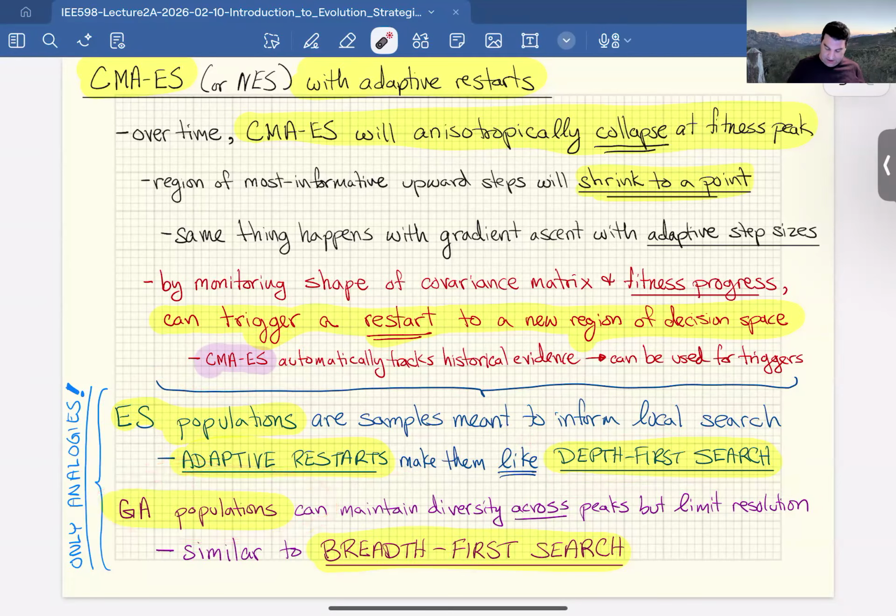GA populations are a type of breadth-first search where we maintain multiple fitness peaks simultaneously, but we don't necessarily exploit them one at a time. We try to exploit them all simultaneously, so we spread out and get as much coverage as possible. The ES drills down, or drills up, to try to find a fitness peak. With adaptive restarts you can try to find more fitness peaks, but it's really well designed to exploit one fitness peak at a time. Remember, these are analogies, because these aren't discrete, these are continuous spaces, but that's what you think of as DFS and BFS.